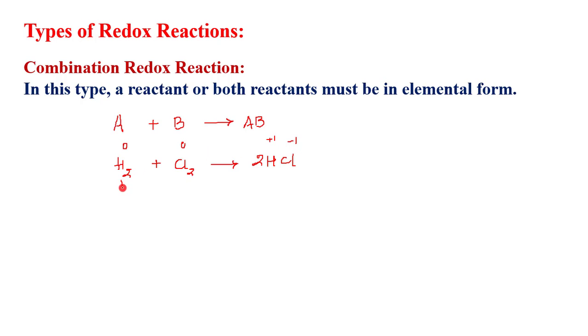Right? So from hydrogen to hydrogen, what is happening? There is an increase in oxidation number, so you will call this oxidation. And from chlorine to chlorine, there is a decrease in oxidation number. We'll call it reduction, right? So based on this, we can say it is a redox reaction. Is it satisfying this condition? Yes, because the reactant or both the reactants must be in elemental form. Here both the species are in elemental form and they are forming a product. So it is an example of a combination redox reaction.